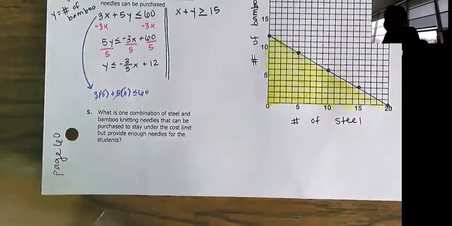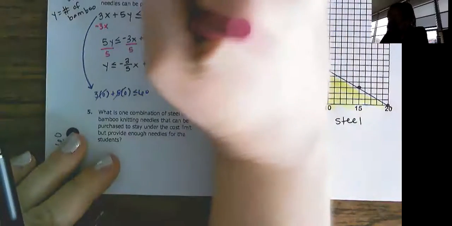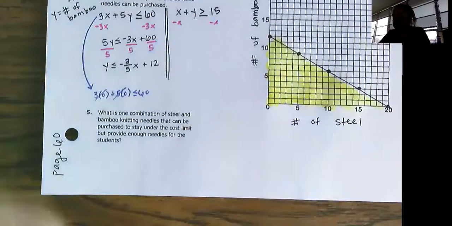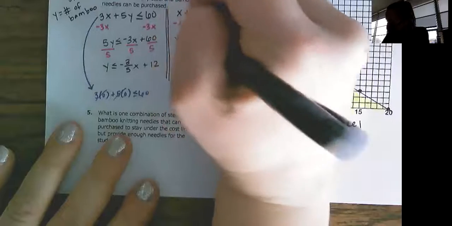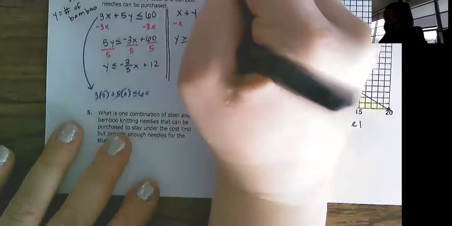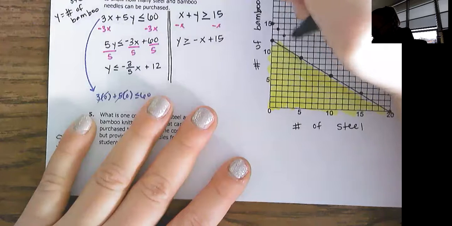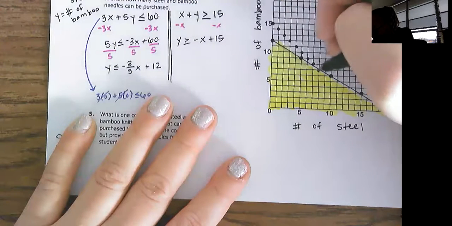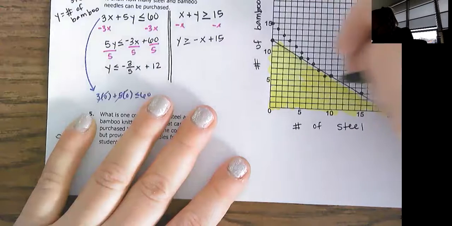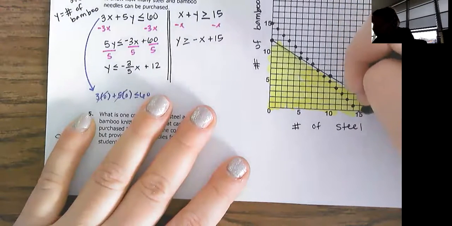Okay, let's get our second inequality graphed. I can subtract x from both sides of this inequality. And what I have is y is greater than or equal to negative x plus 15. So I'll put my first dot at 15, and I'm going down one to the right one to fill in all of my lovely dots on this grid. Okay. Connect those with a solid line.